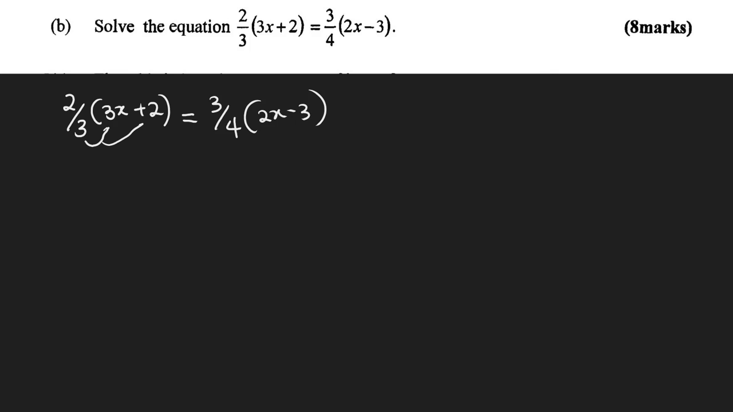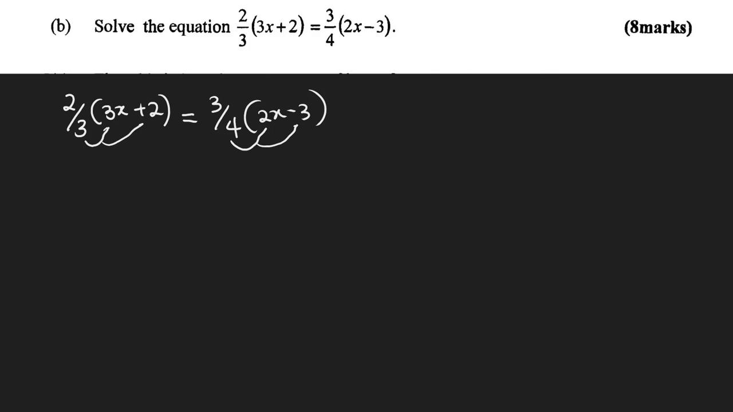All right, question 4b. The question says solve the equation. We have 2 over 3 into 3x plus 2, then we have equals to 3 over 4 into 2x minus 3. This is a very simple question. So what I'm going to do, this will multiply by this, and it's going to multiply by this also. And this will also open this bracket and open this bracket.